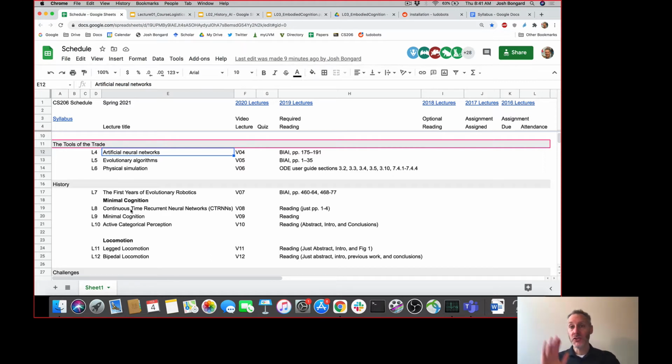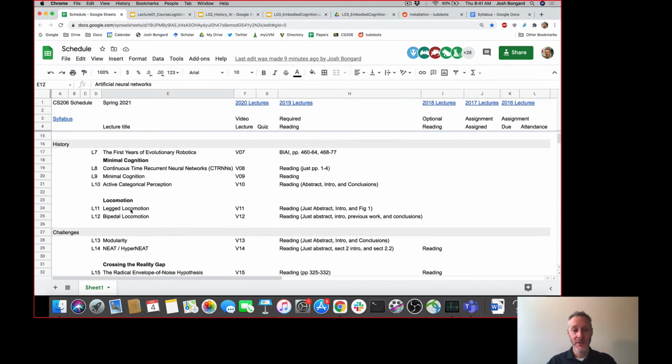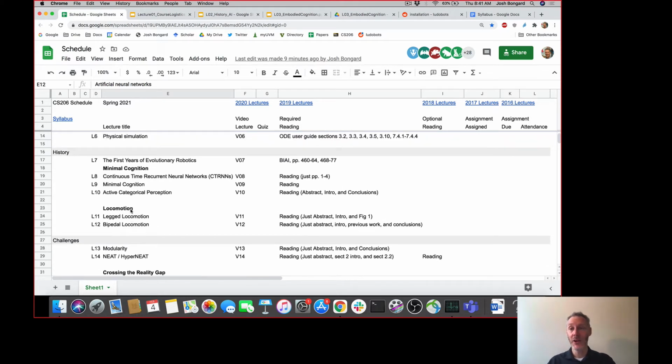Okay, so that'll be tools of the trade. So we sort of understand what we're building as we go through the assignments. We will then have a longer series on the history of evolutionary robotics. The very first evolutionary robotics experiment was only introduced in 1994, so the field is not that old.